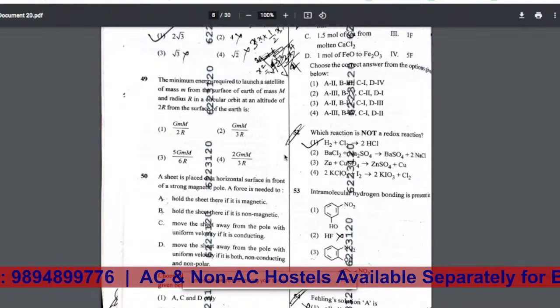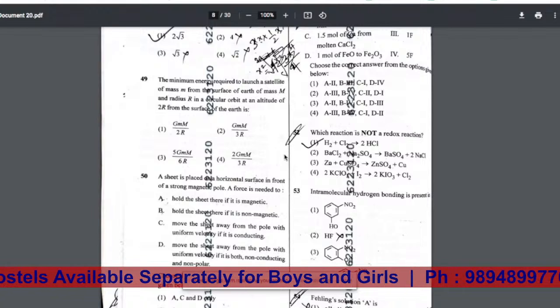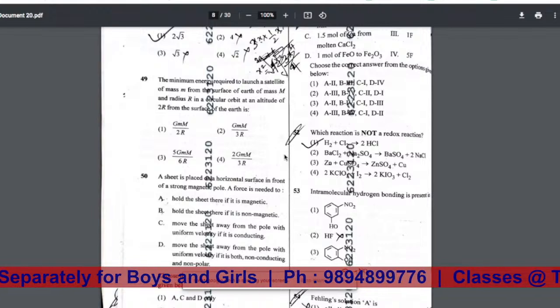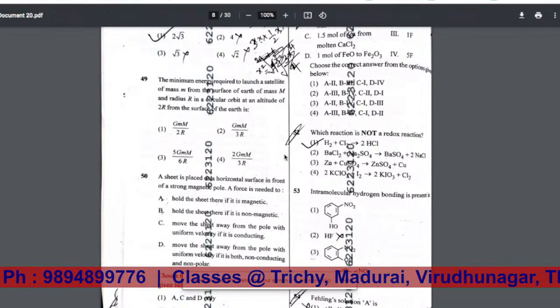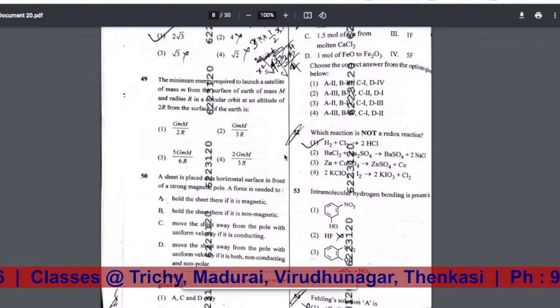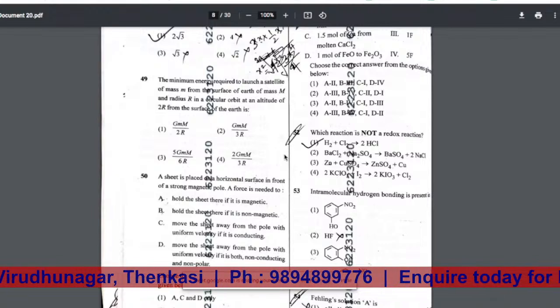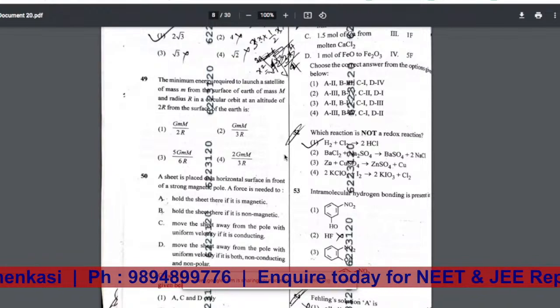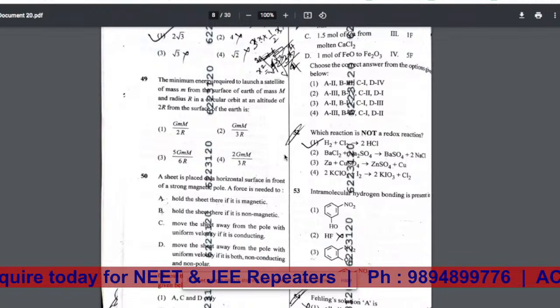So in the first part, H2 plus Cl2 gives 2 times HCl. H2 oxidation state is 0. Cl2 oxidation state is also 0. But in HCl, the oxidation state of hydrogen is +1 and chlorine is -1. It means hydrogen's oxidation state changed from 0 to +1, means oxidation. And chlorine's oxidation state changes from 0 to -1, means reduction. So this is a redox reaction.